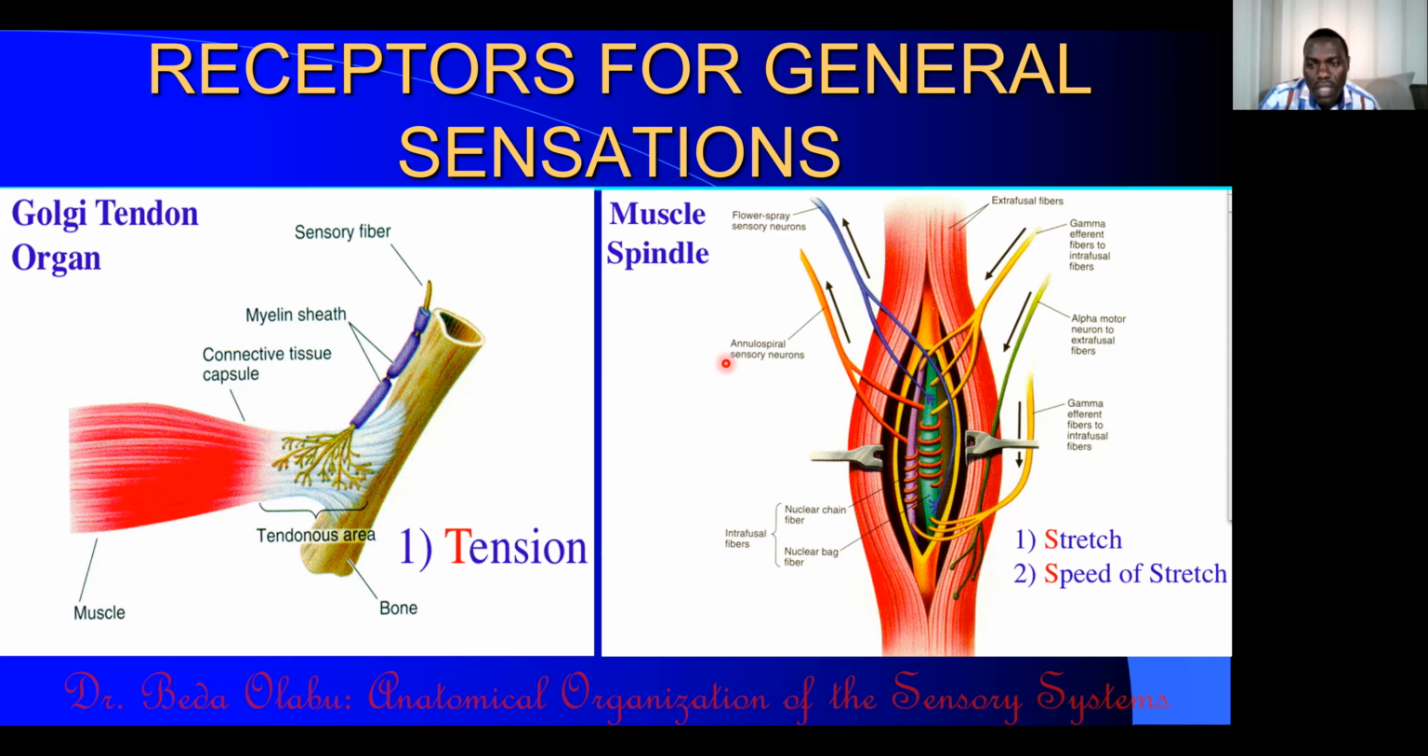Why does the body need this information regarding tension, stretch, and speed of stretch? That information helps the body to then know the position of joints and muscles. And for that reason, these two types of receptors are therefore receptors for proprioception. They are proprioceptors, these two, Golgi tendon organ and muscle spindle. They are receptors for proprioception.